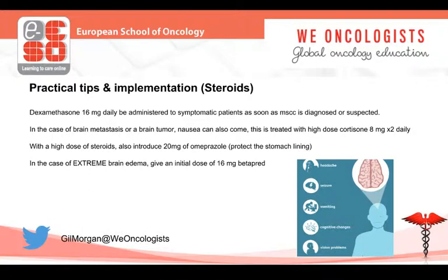Once you do a CT or an MRI, you start the patient on betamethasone, normally 8 milligrams at 8 in the morning, 8 milligrams at 2 in the afternoon. Remember not to set the time of administration too late so that the patient is not completely wired and he or she can sleep. In the case of extreme brain edema, give an initial dose of 16 milligrams of betamethasone. In the case of no brain metastasis on a CT, order an MRI and check for meningeal carcinomatosis.